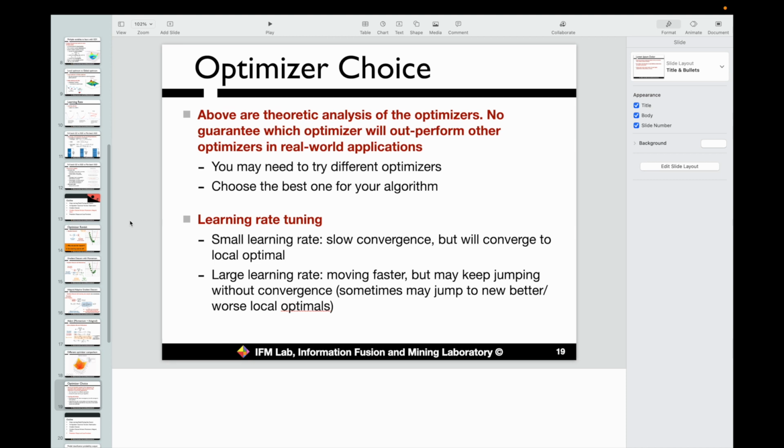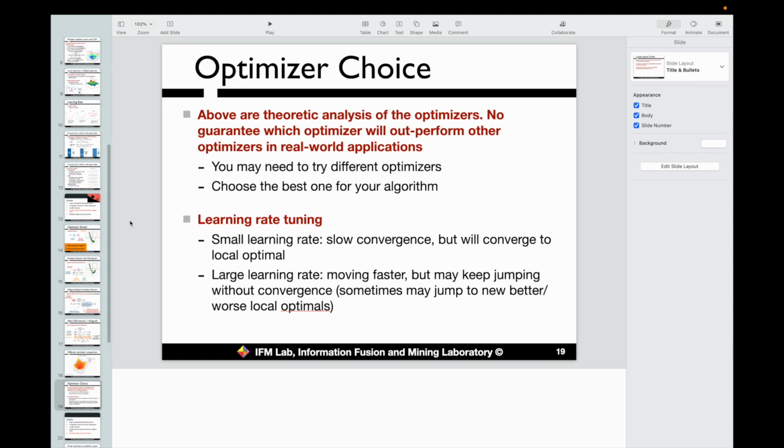As to learning rate tuning, if we have a small learning rate, it will need a long time to converge, but it will converge to a local optimum. Larger learning rates will move faster but may keep jumping without convergence. Sometimes it can even jump out to better or worse local optima, depending on the function we are defining as well as your problem. So when you are doing the applications, to choose which optimizer to use, you can try different ones.